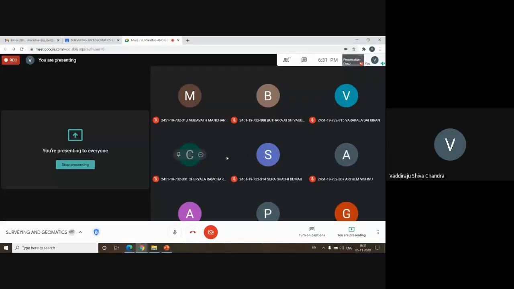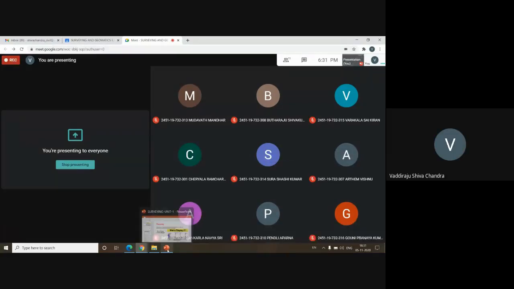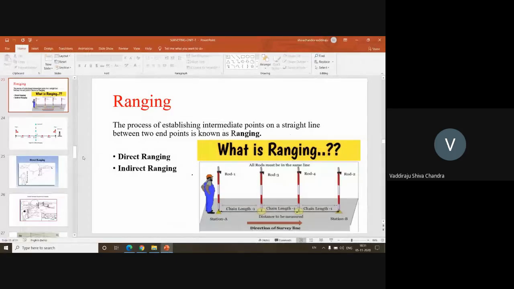So yesterday we have seen some basics of chain surveying. Today let us see what we mean by ranging and what an offset is, and what the obstacles in chaining are. If, when you are doing the chaining process in the field, there is any problem in executing it because of the natural surfaces of the ground, then how to proceed further. Those things will be seen.